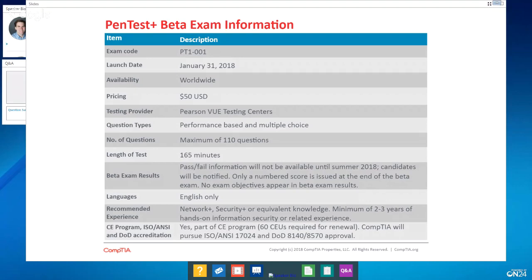And will it be part of the CE program? Yes. It's going to be just like CSA Plus, or CySA Plus as we call it now, at 60 CEUs required for renewal. We're also going to pursue ISO ANSI 17024 approval, as well as the DoD 8140, 8570 approval. One of our certifications was just approved for 8570, and that was CySA Plus. So we are going to work and hopefully get this through and approved as well. That is our goal.